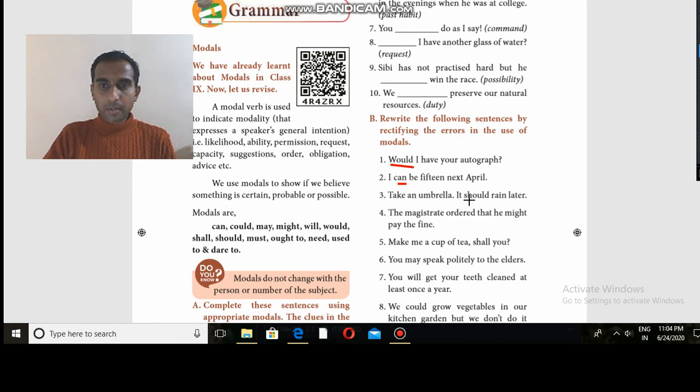Then the third one, take an umbrella, it should rain later. So the error here is should. The modal which is given here is should, and that is the error. So take an umbrella, and the correct answer will be it may rain later. It may. I think all of you are writing the answer. You can just underline them, and above that you can write the answer.